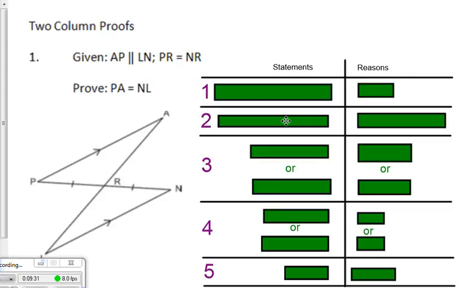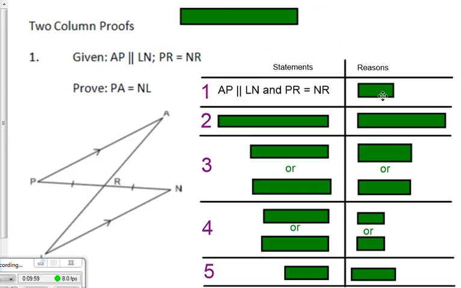Now we're going to get into some proofs. We're going to start with the 2-column proofs, and in the next video we'll go into the coordinate proofs. So in this case, we have a figure. Looks like 2 triangles here. This side is parallel to this side, AP parallel to LN, and PR equals NR. So from here to here is the same as from here to here. They're the exact same length.